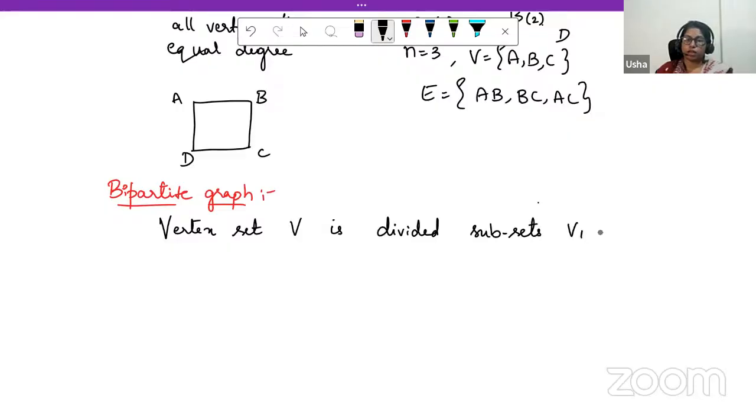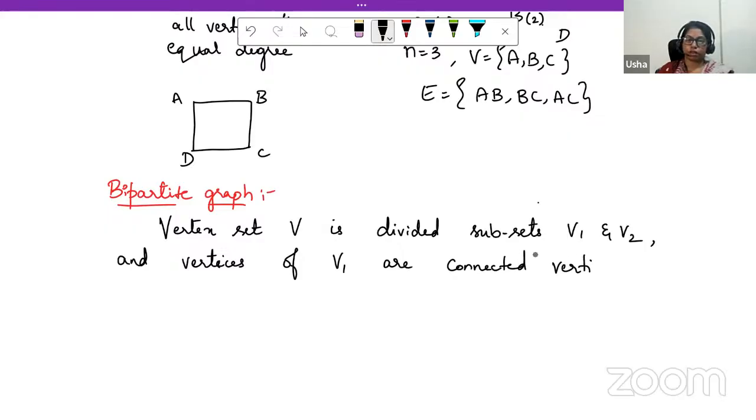Okay, two subsets V1 and V2. And these V1 and V2 are disjoint sets, meaning whatever vertices are there in V1, we will not write in V2 also. So whatever vertices are there, you're going to divide them into two groups. And vertices of V1 are connected with vertices of V2. Among the vertices of V1, there will be no edges between them, and vertices among V2 do not have edges between them.